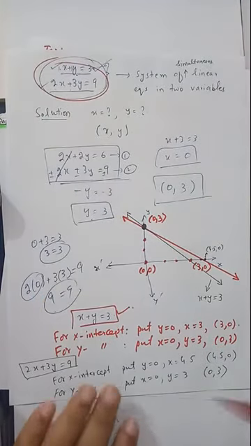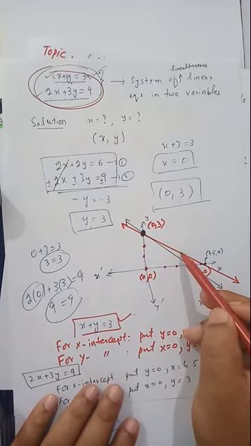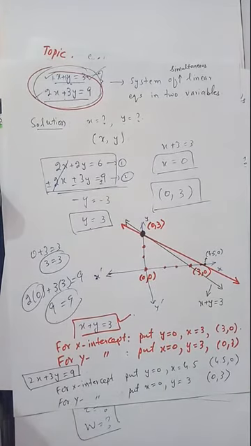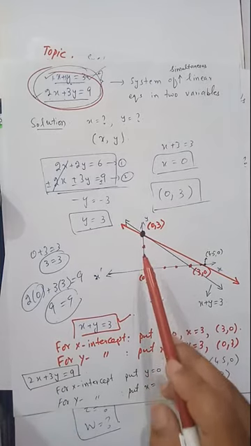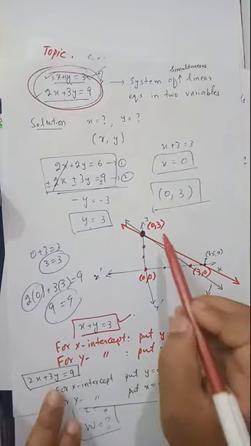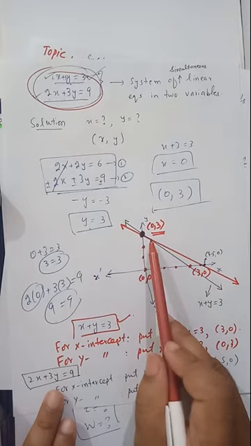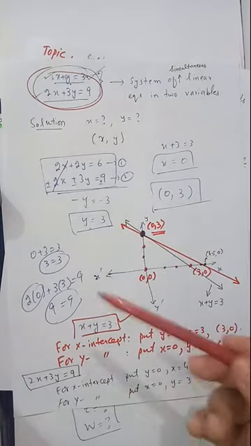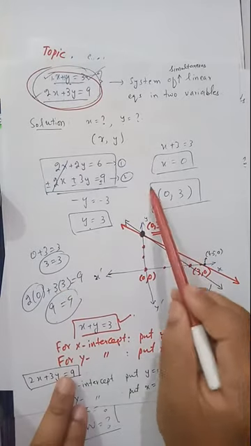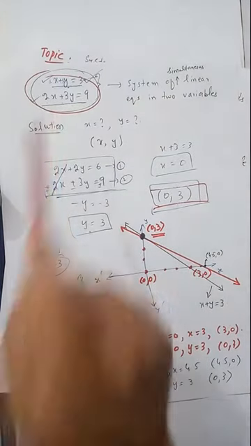Now you clearly see that this point lies on this line as well as on this line. It means this is the point of intersection of these two lines. If this point lies on both lines, it means that this point will satisfy both equations, and this is the solution. So graphically you can also see that (0, 3) is the solution, and analytically I also used the method of elimination and substitution to get the ordered pair (0, 3), which is the solution of this system. It means this value satisfies both equations.